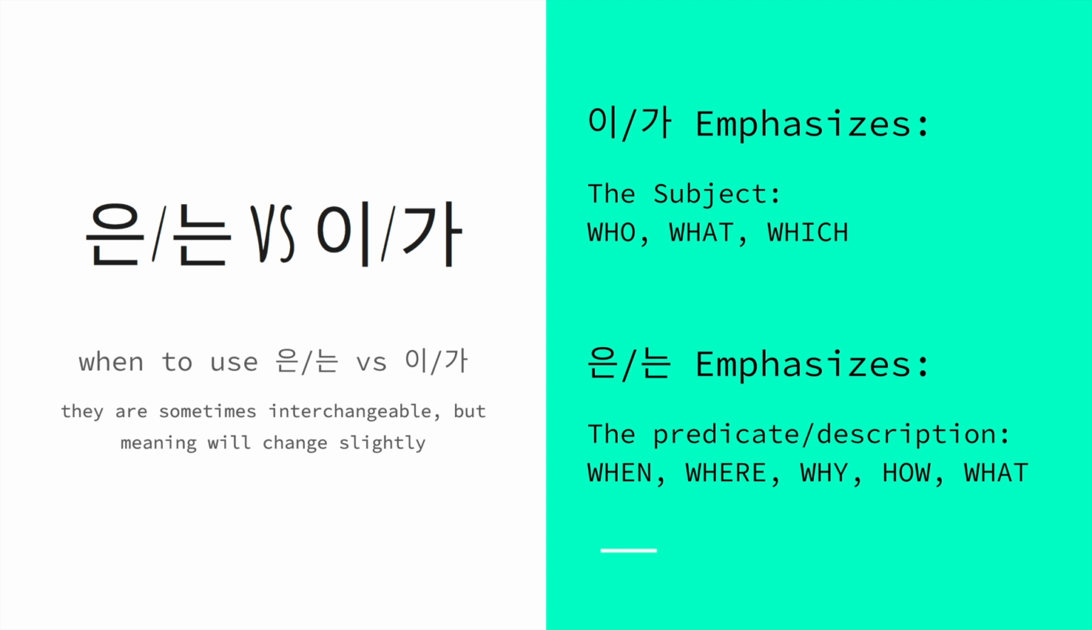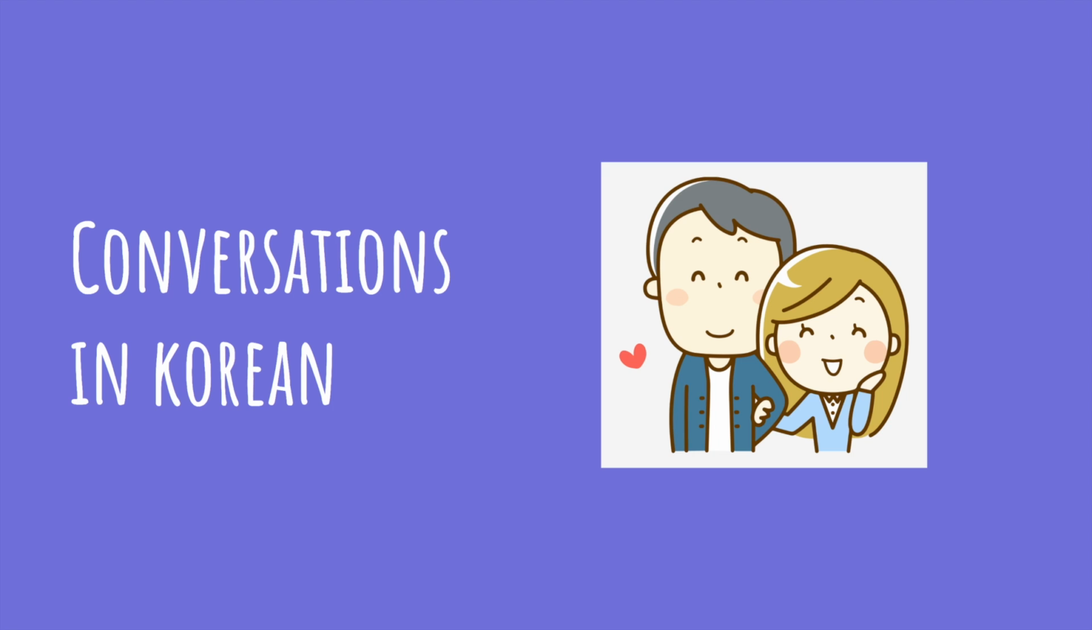Okay, let's take one really quick overview of how 는 is different from 이/가. This is where we see a lot of confusion because ultimately these are often interchangeable, but they will have a slight meaning change. So we use 이/가 when we want to emphasize the subject: who, what, which. And we want to use 는 to emphasize the predicate or the description: when, where, why, how, what. Great, we're almost done. Now we're just going to go over conversations in Korean.